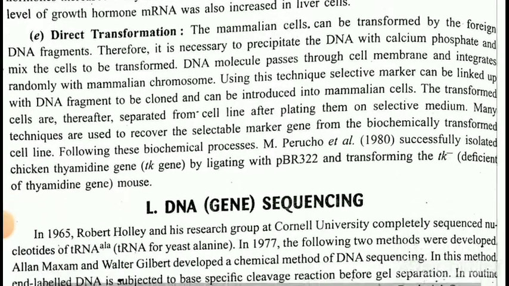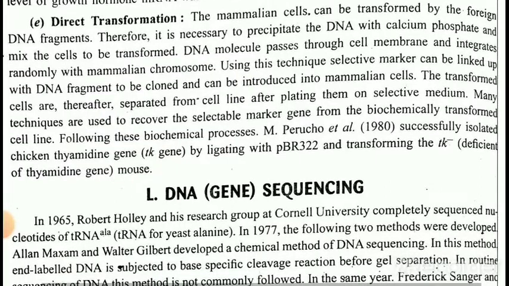Direct transformation. Mammalian cells can be transformed by foreign DNA fragments. Therefore, it is necessary to precipitate the DNA with calcium phosphate and mix it with the cells to be transformed. The DNA molecule passes through the cell membrane and integrates randomly with the mammalian chromosome. Using this technique, a selective marker can be linked with the DNA fragment to be cloned and introduced into mammalian cells. The transformed cells are, thereafter, separated from the cell line after plating them on selective medium. Techniques are used to recover the selectable marker gene from the biochemically transformed cell line.